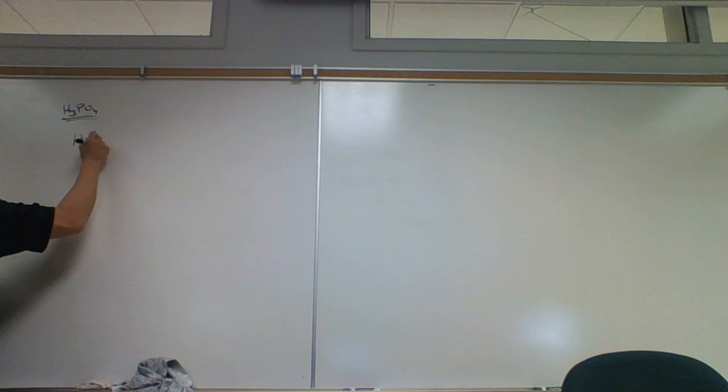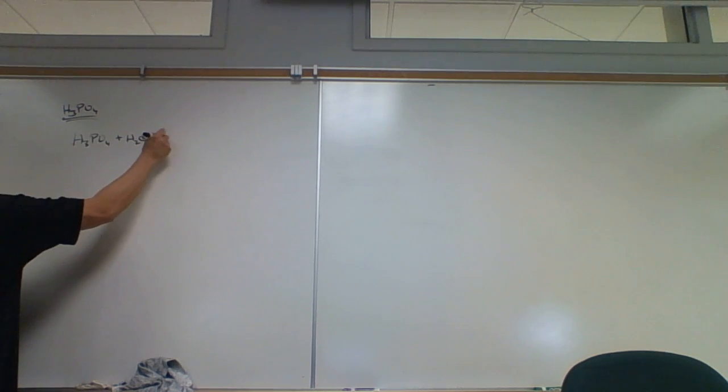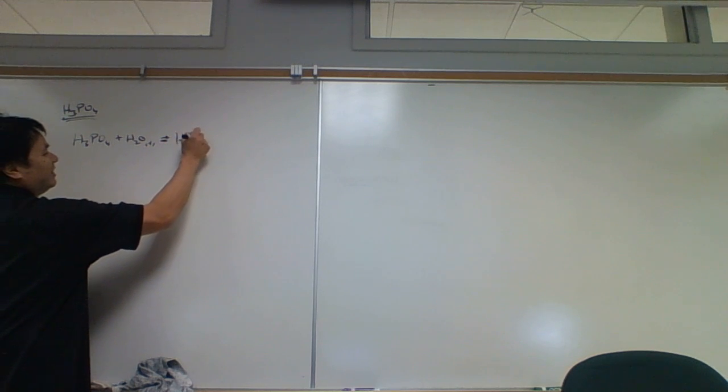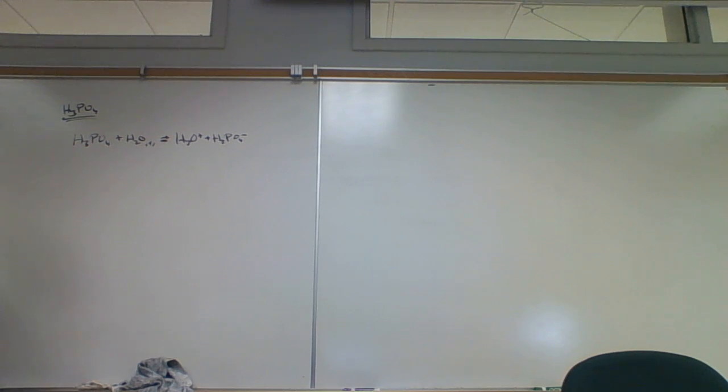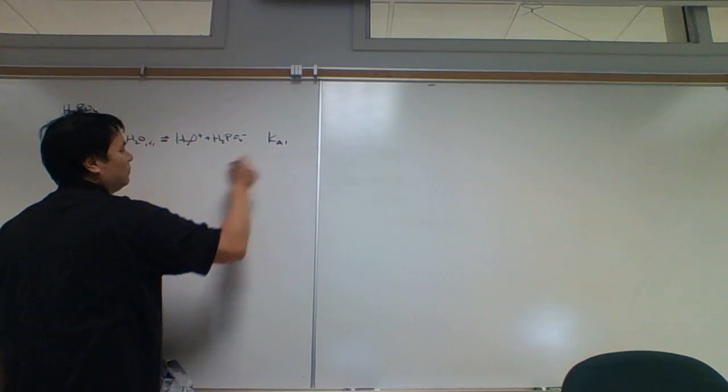No, I need to finish up this problem we were talking about last time, which is the phosphate. Let me go back a little bit. Phosphoric acid is a triprotic acid, right? The triprotic acid is going to have 3 K values. Ka1: H3PO4 plus water yields hydronium plus dihydrogen phosphate. This is what we call Ka1.